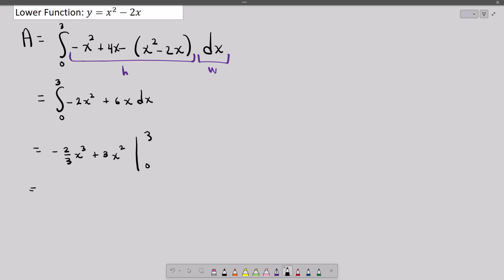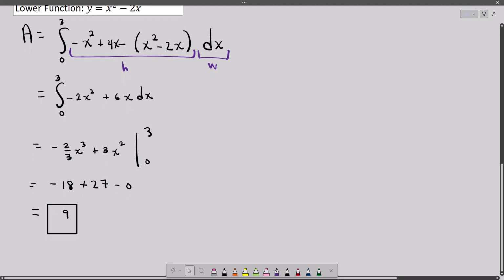Plugging in the 3, we're going to get 27 over 3, which is 9. So we get negative 18 plus 3 times 3 is 9 times 3 is 27. So it looks like 9. Plugging in 0 gives 0. So that will be the number of square units between those two curves.